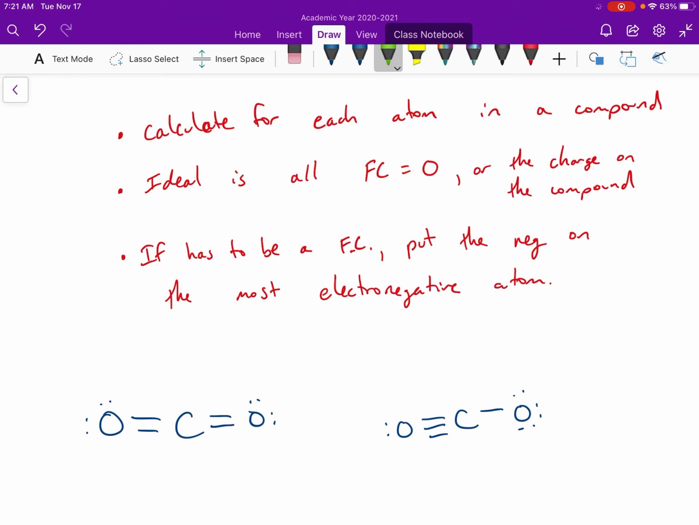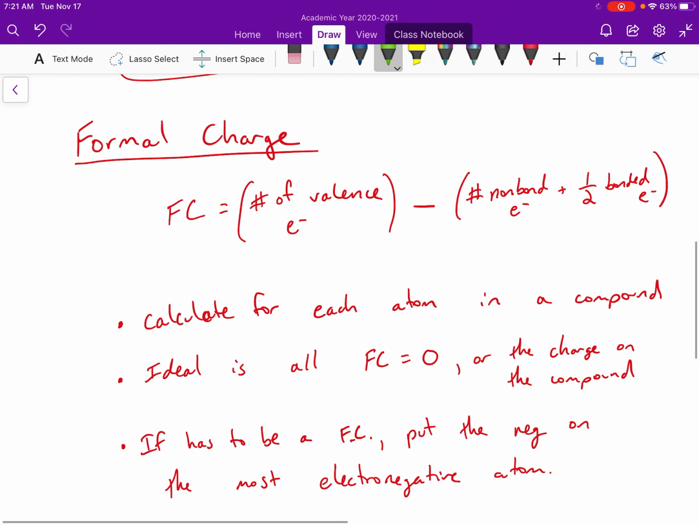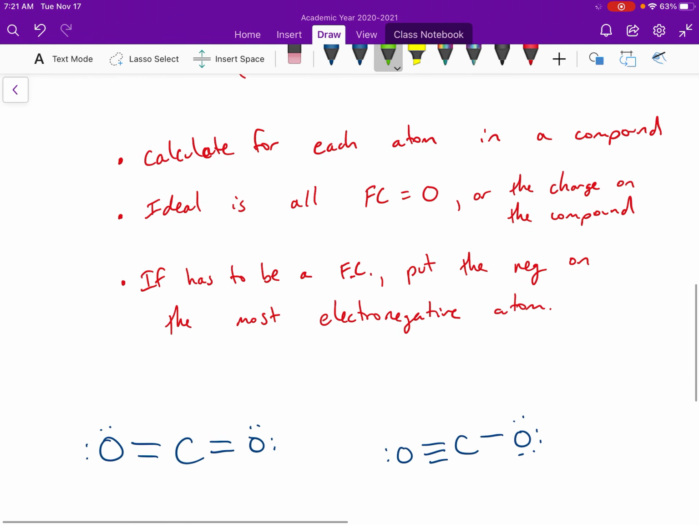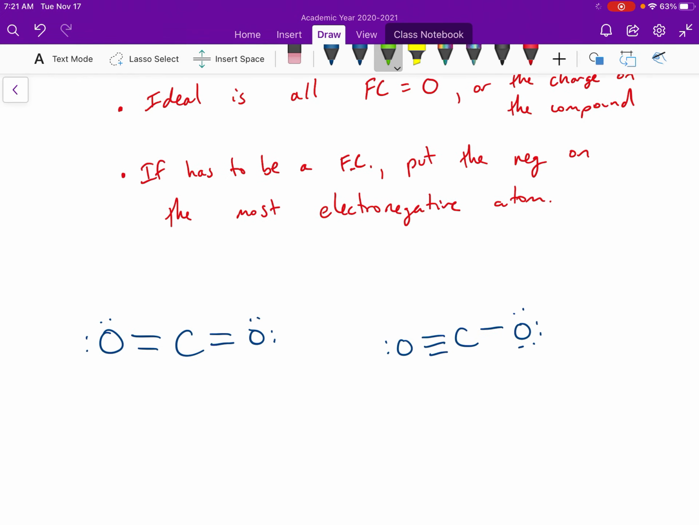So I'm going to say the valence minus, right? So total valence minus number of non-bonding electrons plus half of the bonded electrons. So here we go. Oxygen's valence is what? 6. So I'm going to subtract the number of non-bonding electrons that the oxygen has. So oxygen has 2 here and 2 here. So it has 4 non-bonding electrons. It also has, okay, 4 electrons in bonds.